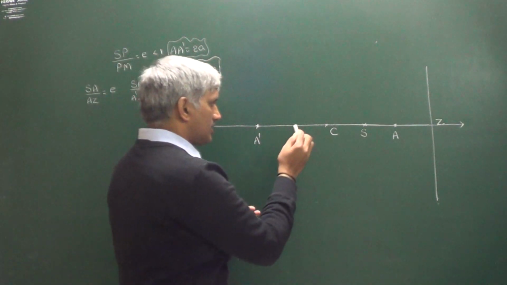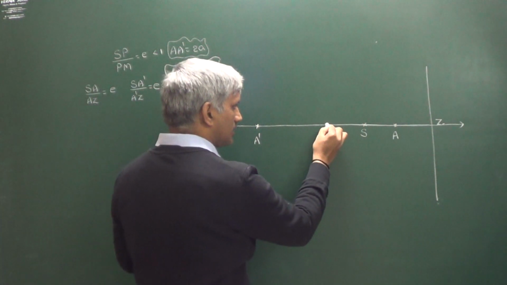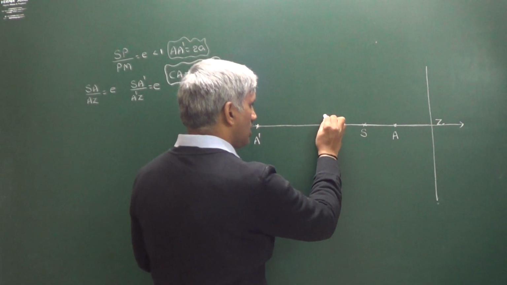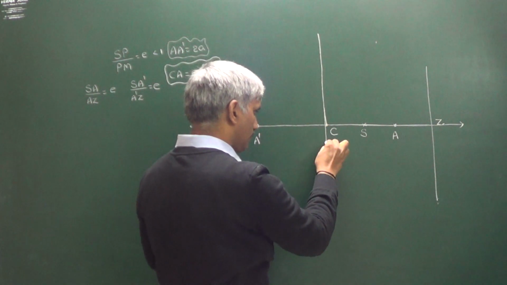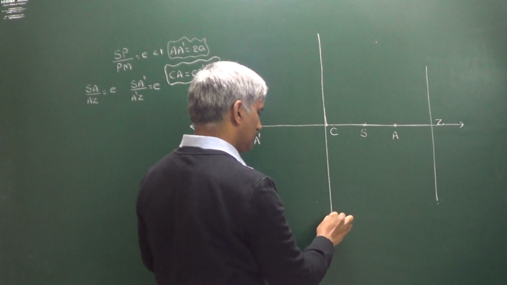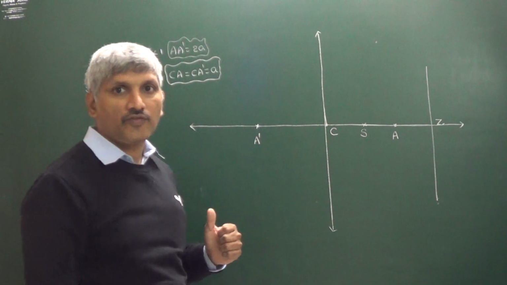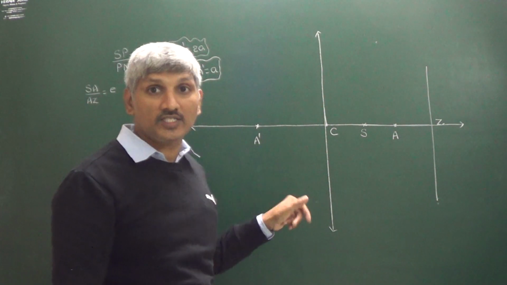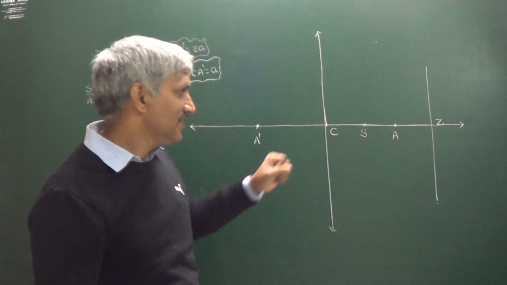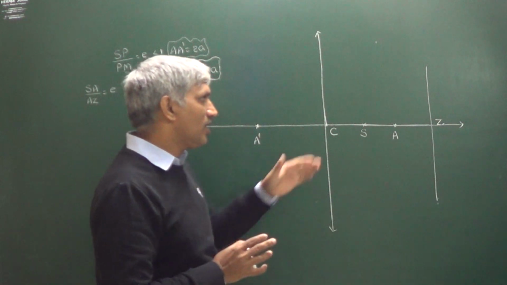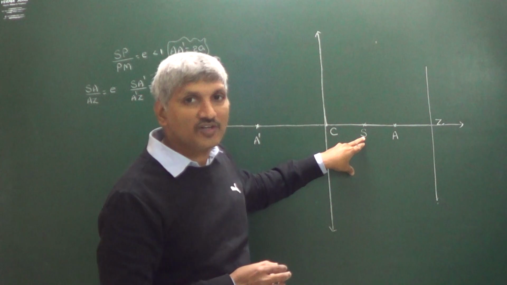Now we are considering this one as the x-axis and taking this C as the origin, and a line perpendicular to SZ and passing through the midpoint of AA dash, consider this one as the y-axis. Now no doubt this C becomes the origin, right? So now our target is to find the equation of the directrix and to find the coordinates of the focus.